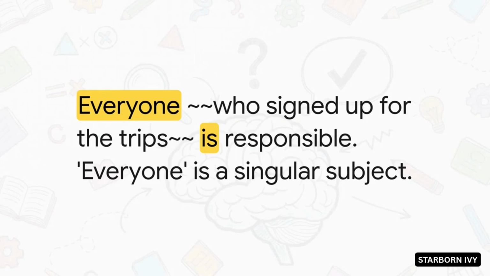So look at this sentence. You're thinking about a whole group of people, multiple trips. Everything about it feels plural, but the subject is everyone, which is singular. So everyone is responsible. This is a classic case of your intuition trying to trick you. You have to trust the rule, not your gut.